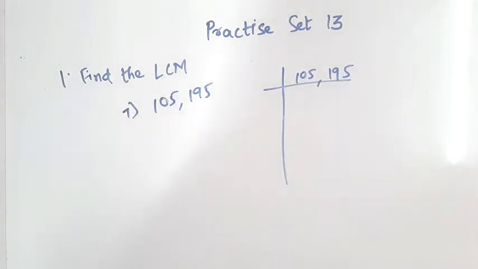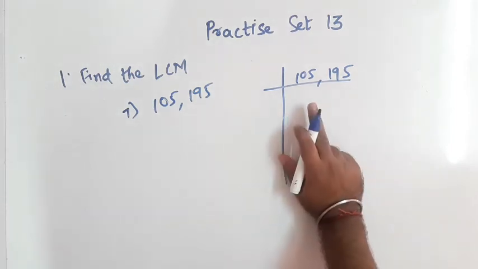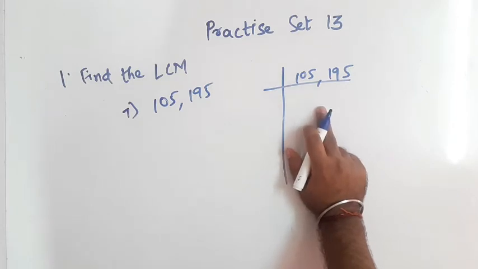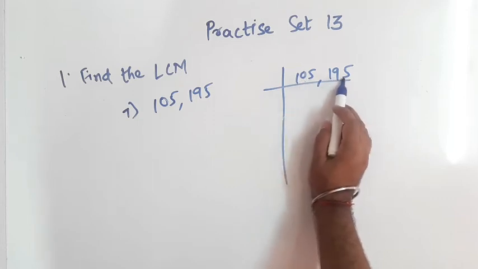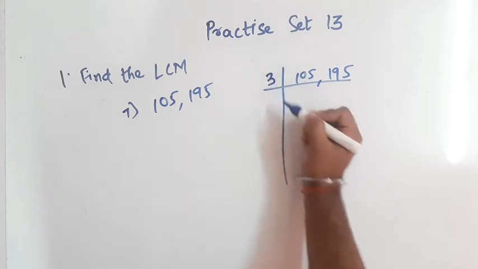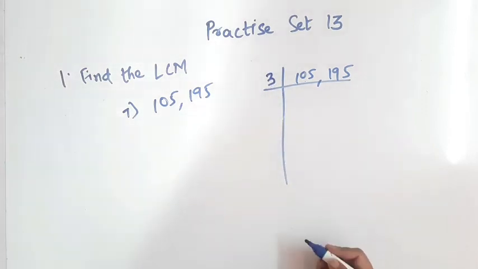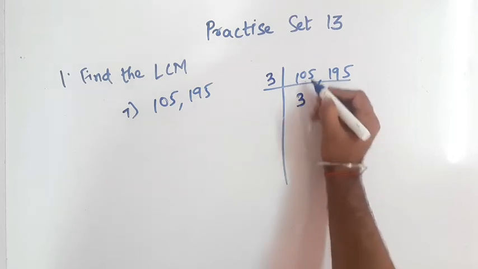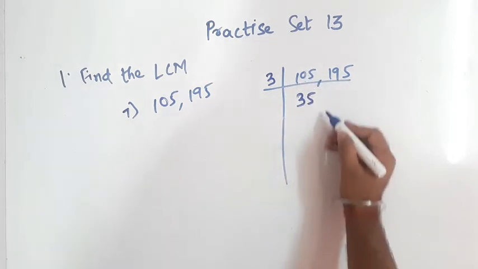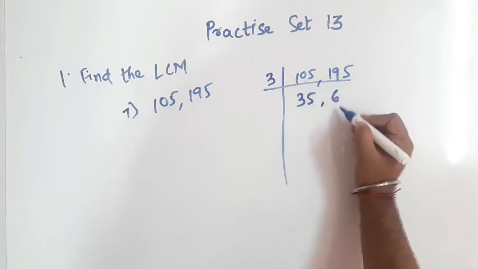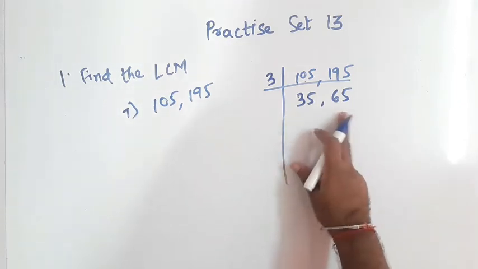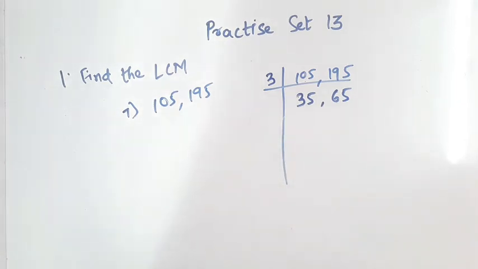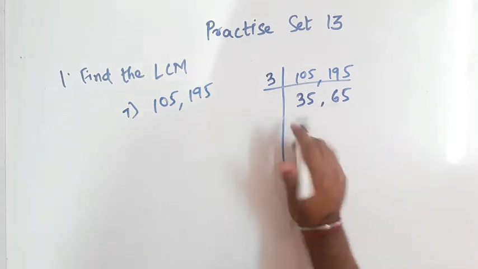So the LCM of 105 and 195. Can I take 2 here? No, because both are odd. Can I take 3 here? Yes, the digit total is 6. Let us see what is the total of this. 15. So both are divisible by 3. 3 3s is 9. 1 remains. 3 5s are 15. Here 3 6s is 18. 1 remains. 3 5s are 15. Now if you see their total, both are not divisible by 3. So I'll take 5. Both are divisible by 5.